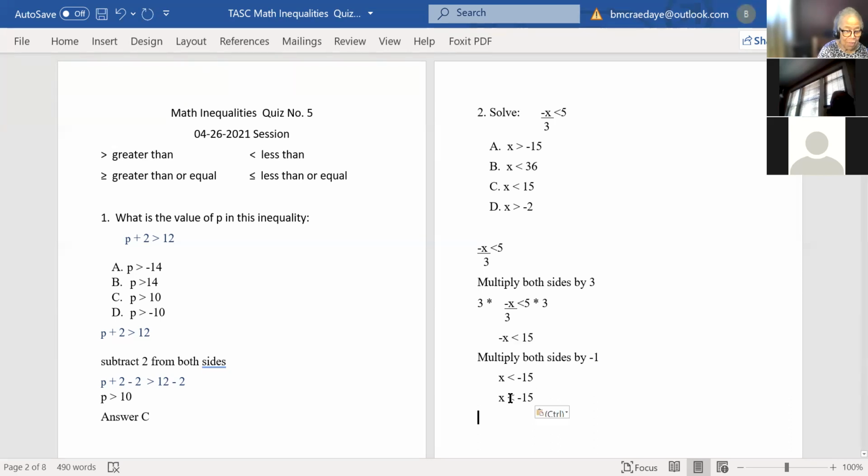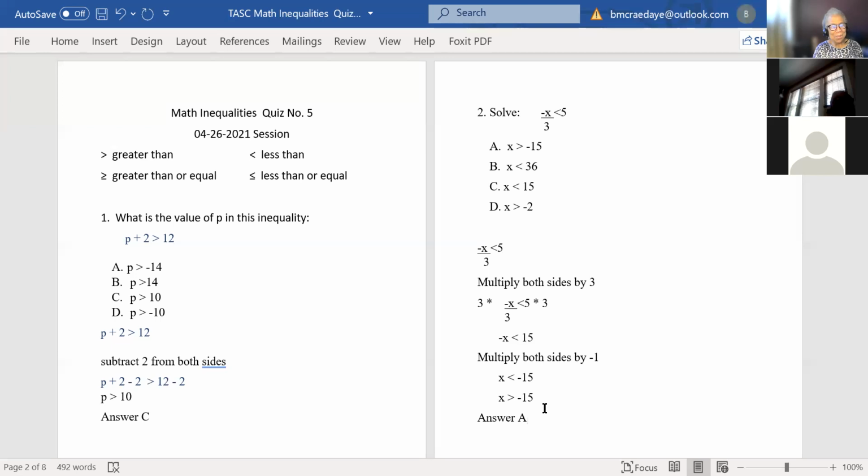So let me see. It becomes greater than, right? X greater than -15. So what's the answer? Oh, so A. Yes, A. I thought I was wrong. I thought you said that. Remember, I was wondering how did I get it wrong?